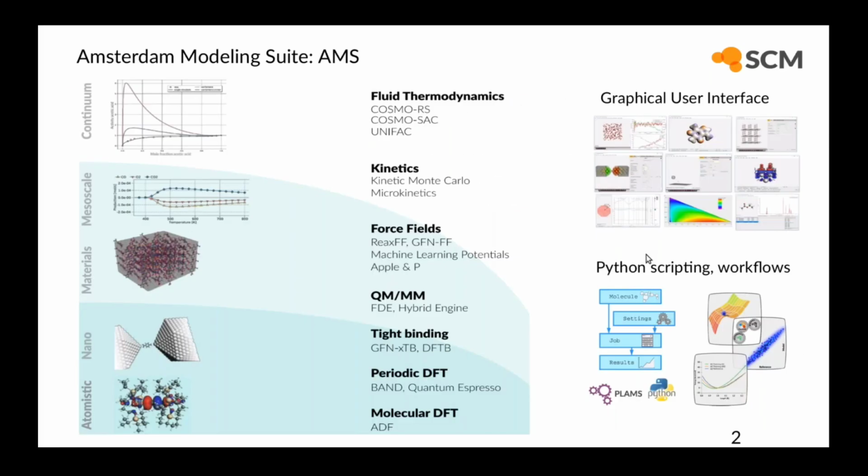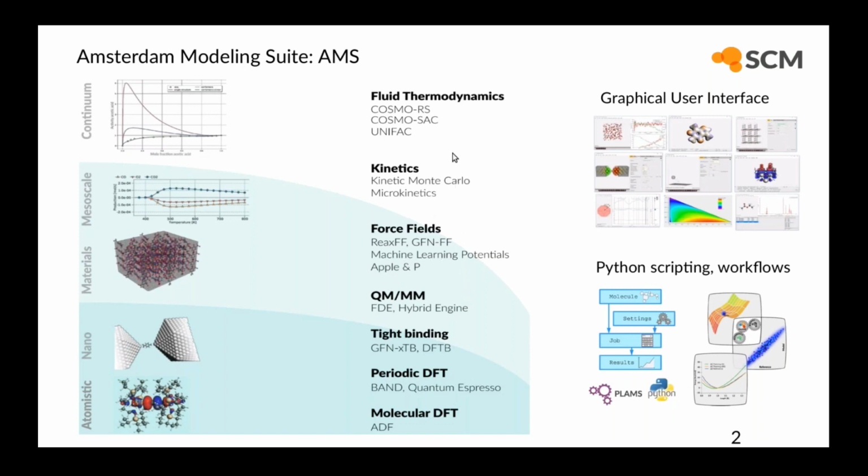In general, I assume that most of the listeners are familiar with the Amsterdam Modeling Suite and what it is, but just in case you're not, here is a slide. It's a suite for computational chemistry, and there is molecular DFT, periodic DFT, tight binding methods, force field methods, and that includes normal force fields, like GFNFF or GAFF, reactive force fields like ReaxFF, machine learning potentials, and also this AMP force field that I will talk a bit about later as well.